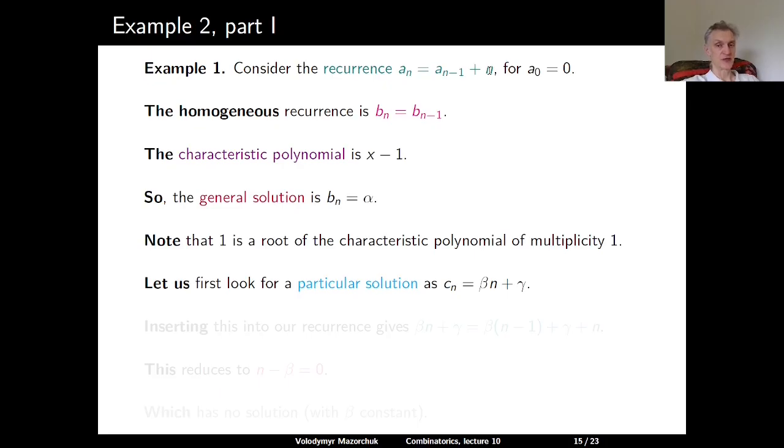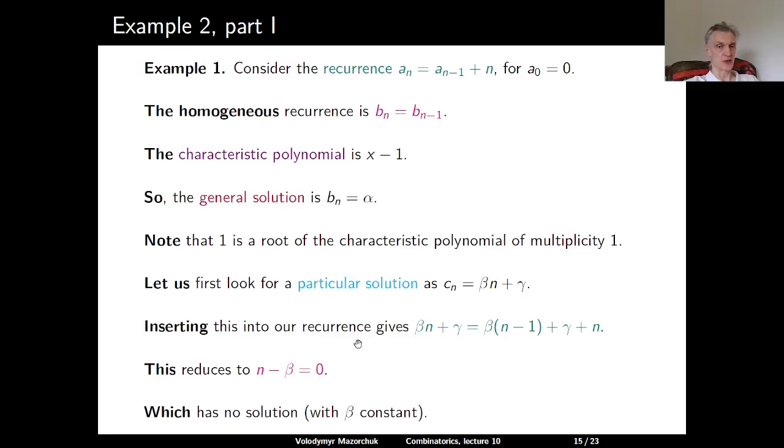So let's look for a particular solution as c_n = beta n + gamma. If we insert this into our recurrence, we get beta n + gamma = beta (n-1) + gamma + n. And now we see that this reduces to n - beta = 0. And this we cannot solve, we cannot make the left-hand side 0 for any beta, because beta is a constant and n is a parameter, it depends on n. So looking for a particular solution as a polynomial of degree 1 doesn't work.